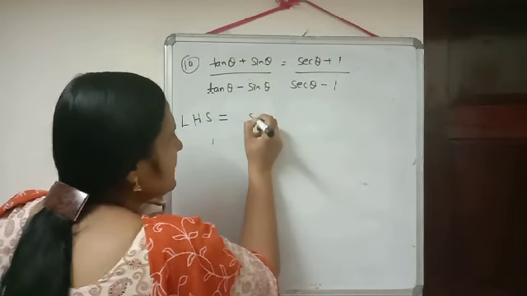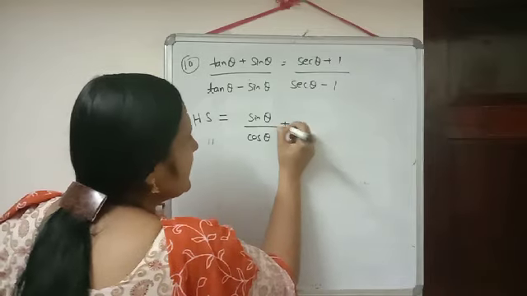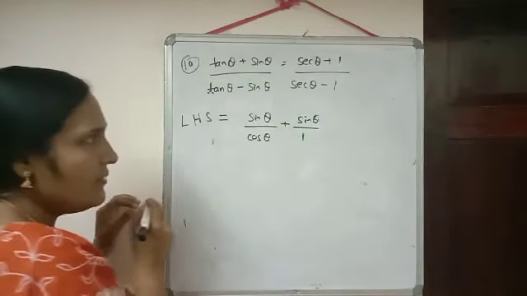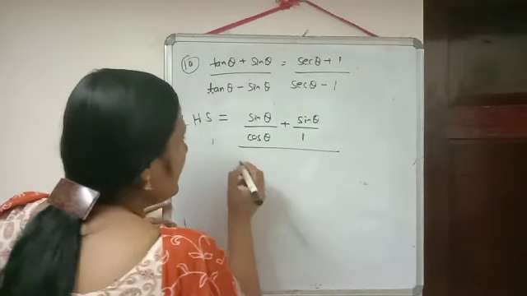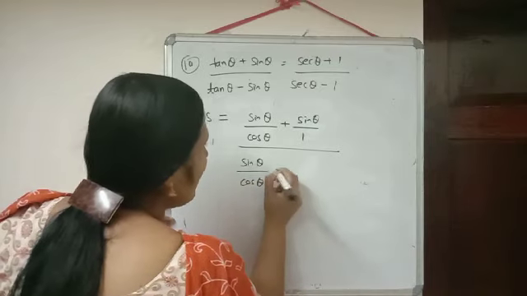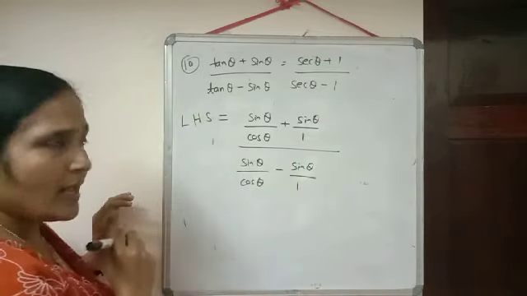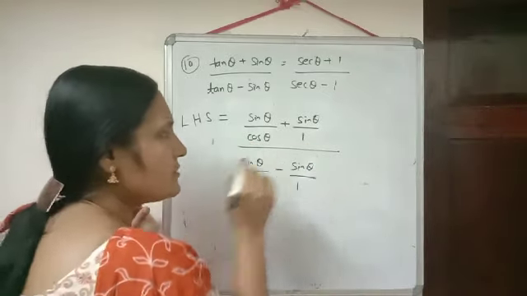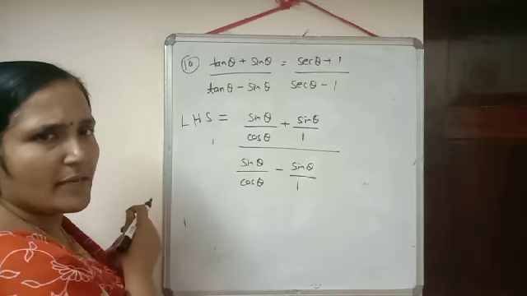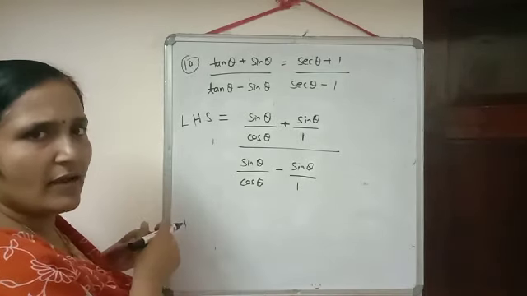Tan theta can be written as sin theta by cos theta plus sin theta. If nothing is there we can write sin theta by 1. In the denominator also, sin theta by cos theta minus sin theta by 1. Now you can do the cross multiplication here. Normally students will do the cross multiplication, so that method I will explain, and another easy method also I will explain.